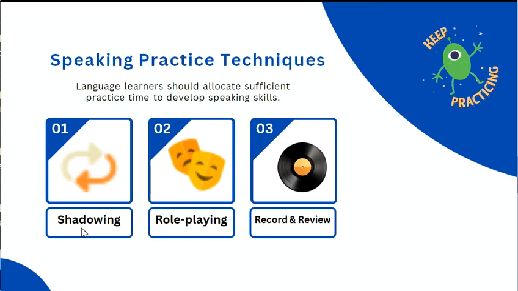So shadowing is very, very important, because even our native speech is developed through shadowing. As kids, we listen to how adults speak, and we speak just like they do. That's how we develop. So even for a foreign language, for English speaking, you have to do the same thing. That's called shadowing. The second one is role playing.